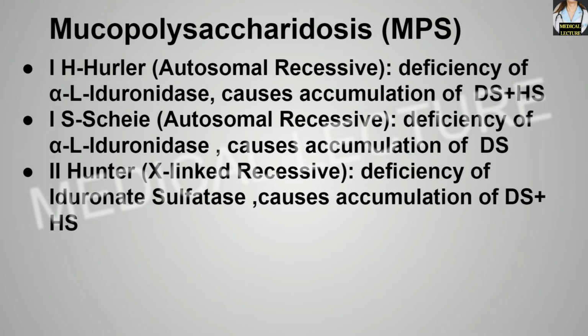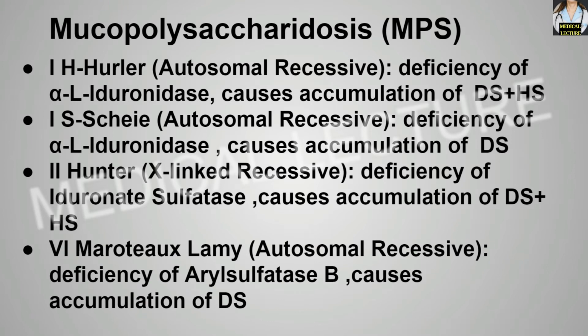Now the type 2, Hunter syndrome, is an X-linked recessive disorder caused due to deficiency of the iduronate sulfatase enzyme, and it causes accumulation of dermatan sulfate and heparan sulfate. Now the type 6, Maroteaux-Lamy syndrome, is an autosomal recessive disorder caused due to deficiency of arylsulfatase B and causes accumulation of dermatan sulfate.